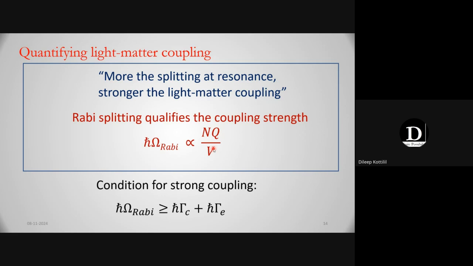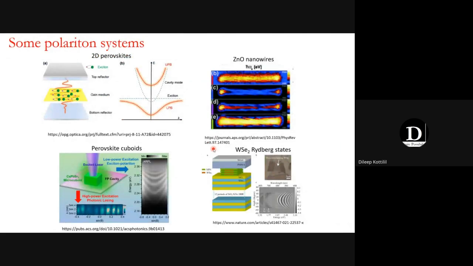So that is how you rationally design different types of systems to achieve Rabi splitting. Usually we do not get anything by accident. We design it. So these are some of the polariton systems. These are some of the typical polariton systems.